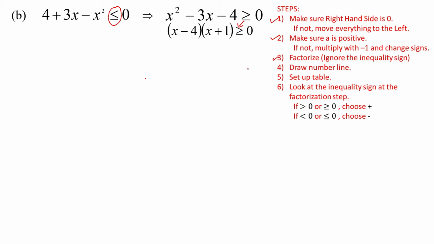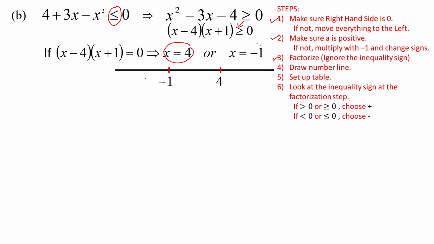Your number line will come from the value of this factorization, which is -1 and 4. -1 is the smallest number, and then 4 is there. To the left of -1 is negative infinity, and to the right of 4 is actually positive infinity. Next, draw your table.